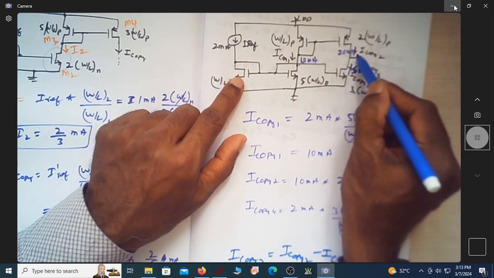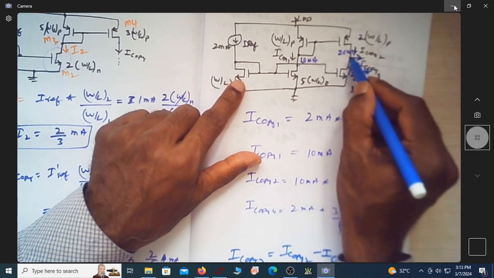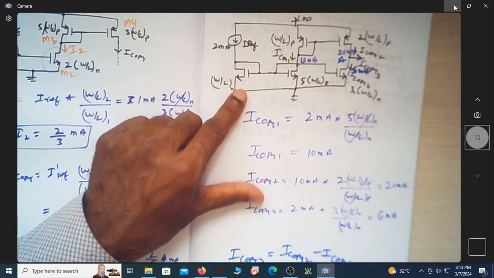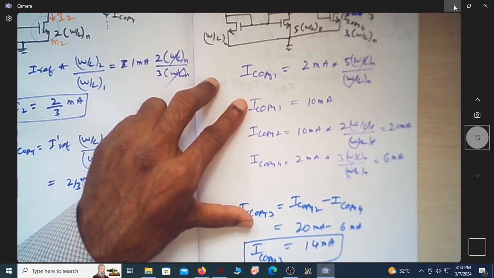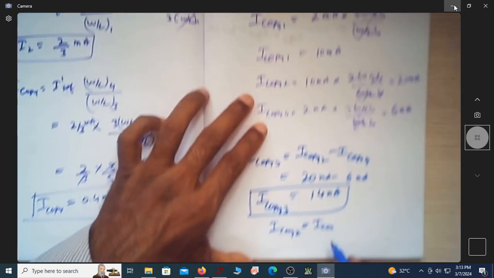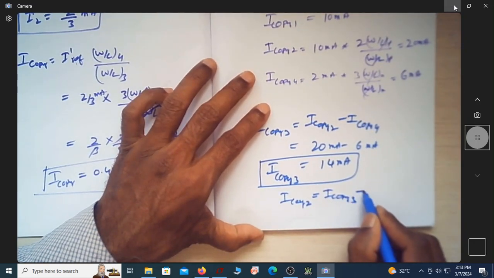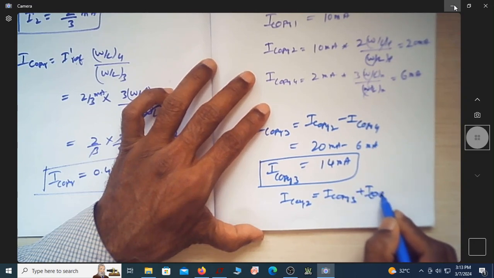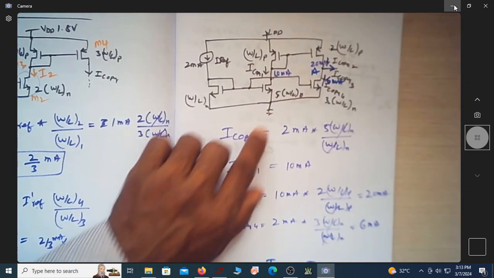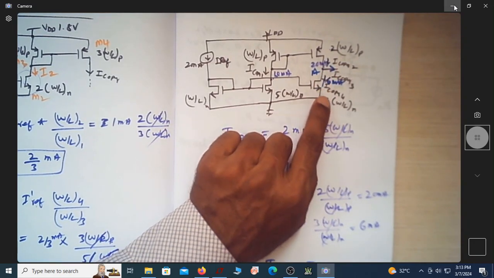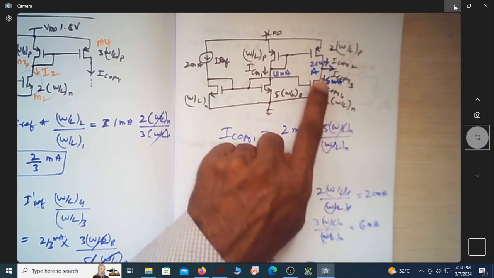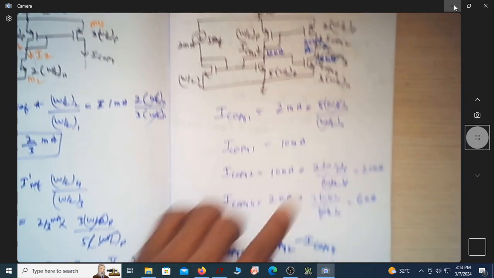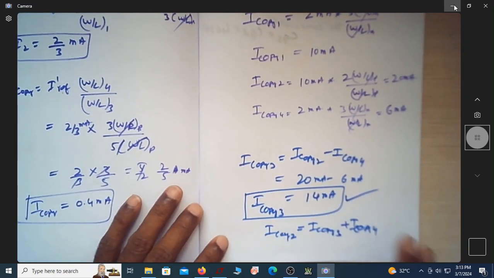The rest that will go here is, if you write a KCL at node A, so it is I copy 2 entering is equal to leaving current, which is I copy 3 and I copy 4. So this is I copy 3, I copy 4. So I copy 3 is nothing but I copy 2 minus I copy 4, which is 20 minus 6, which is 14 milliampere. This is 14 milliampere.